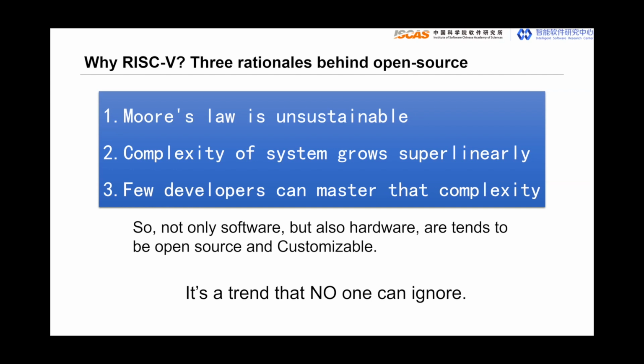So based on this, the third rationale is that few developers can master that complexity, both hardware and software. So not only software, but also hardware tends to be open source and customizable. This is a trend that no one can ignore. Based on this situation, RISC-V becomes more and more popular.